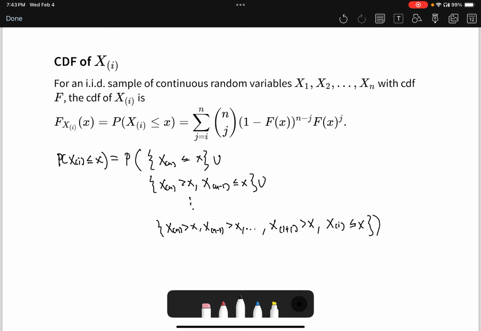And what's interesting about this is that each one of these events right here, one, they're disjoint, and two, they each have a binomial distribution with n trials, and the probability that any one of these random variables, X1 to Xn, is less than or equal to x is F of x. And so we're counting those. And so each one of those is a binomial outcome.